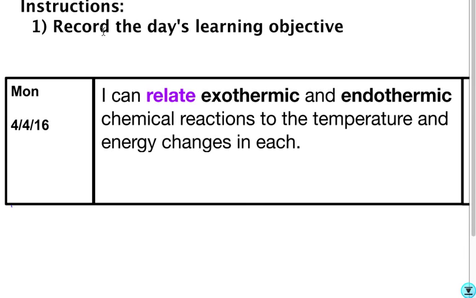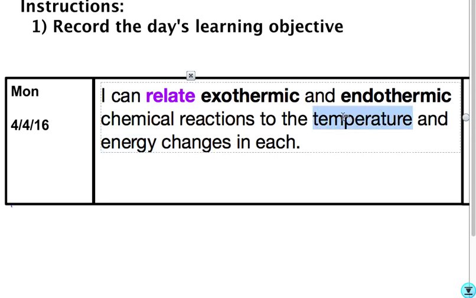All right, first we're going to start with our learning objective. What is it we're trying to learn? Well, take out your learning objectives here. Get this recorded. It's Monday today. We're going to relate the exothermic and endothermic chemical reactions. What? Okay, don't worry. Don't stress. We're going to learn about them today. What are exothermic? What are endothermic? We're going to relate those two chemical reactions to the temperature and energy changes that are happening in each.